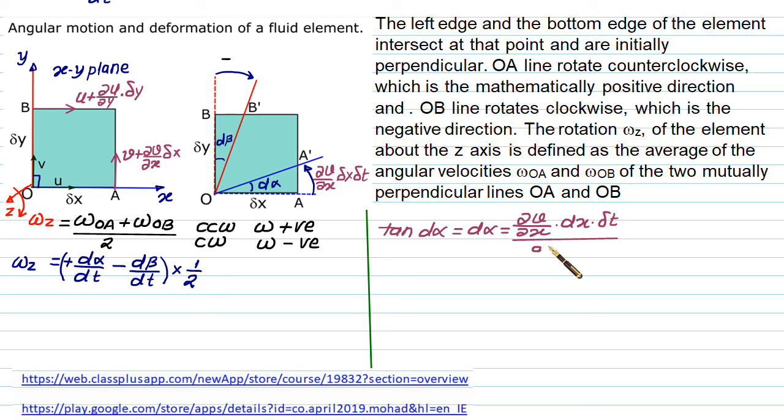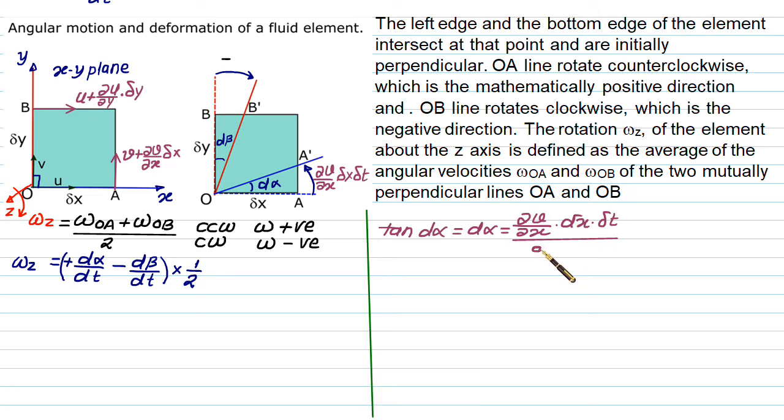It is divided by delta x, and delta x and delta x cancel, and we can calculate the term required, that is d alpha by dt. So d alpha by dt is the same as this term, del v by del x, where delta x and delta x have cancelled. This time d alpha is a very small angle, and for a small angle tan of d alpha is as good as d alpha.